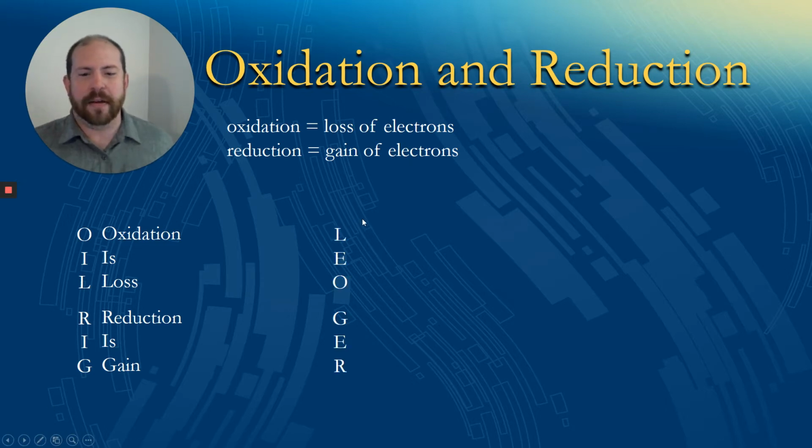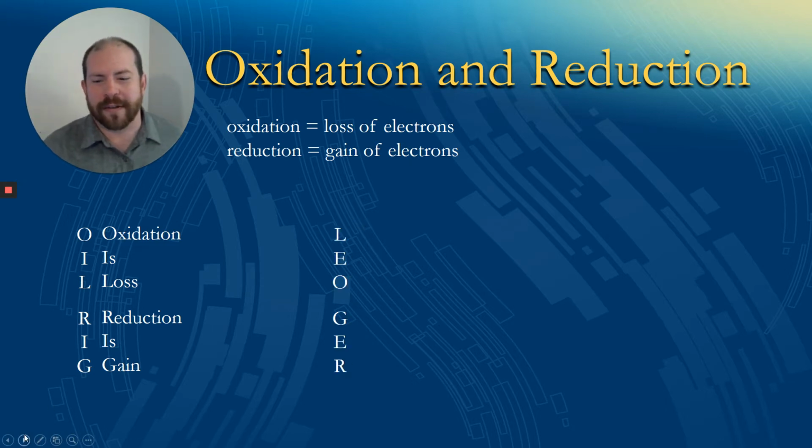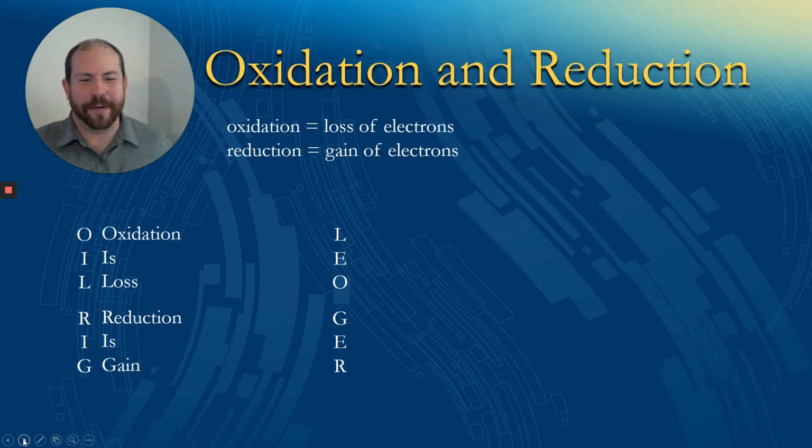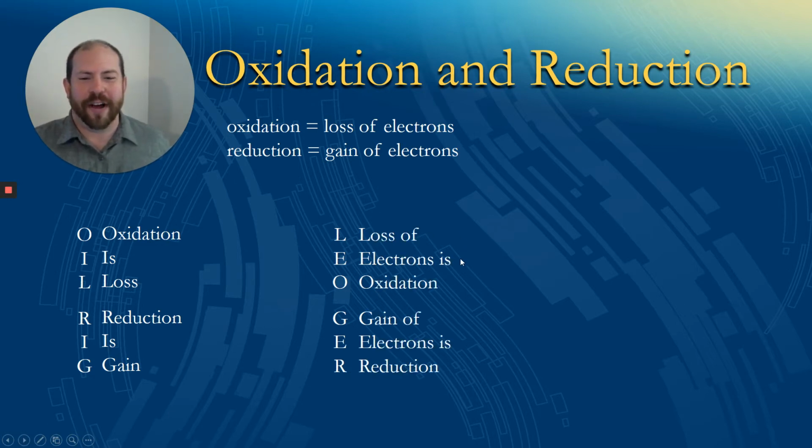So for those reasons, I prefer a mnemonic like this: LEO the lion goes GER. And this would stand for loss of electrons is oxidation, gain of electrons is reduction. That reminds us specifically what's being lost and gained. It's electrons, which do everything in chemistry for us. So I think that's a little bit better in terms of mnemonic.